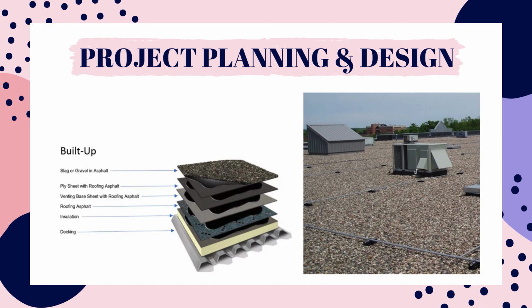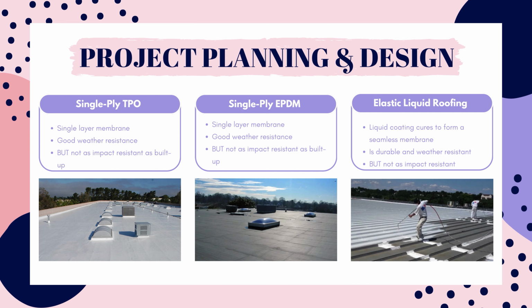Our other options of TPO, EPDM, and elastic liquid roofing are great roofing systems, but do not provide the same level of durability and impact resistance against hailstorms as built-up bituminous roofing does. Single-ply TPO and EPDM roofings are single-layer membranes. They provide good weather resistance but not great impact resistance. Elastic liquid roofing involves applying a liquid coating that cures to form a seamless membrane. While it can be durable and weather resistant, its resistance to impact from hail fails in comparison to built-up bituminous roofing.